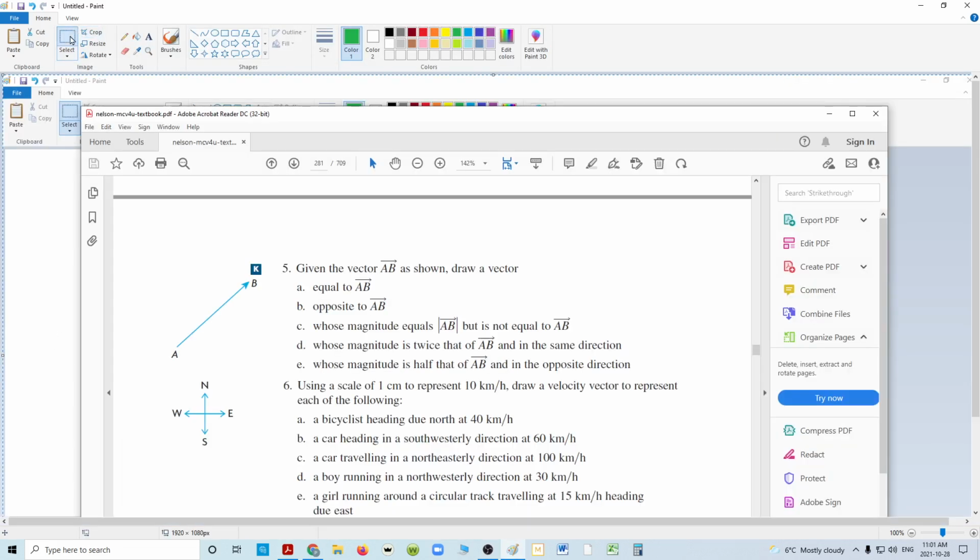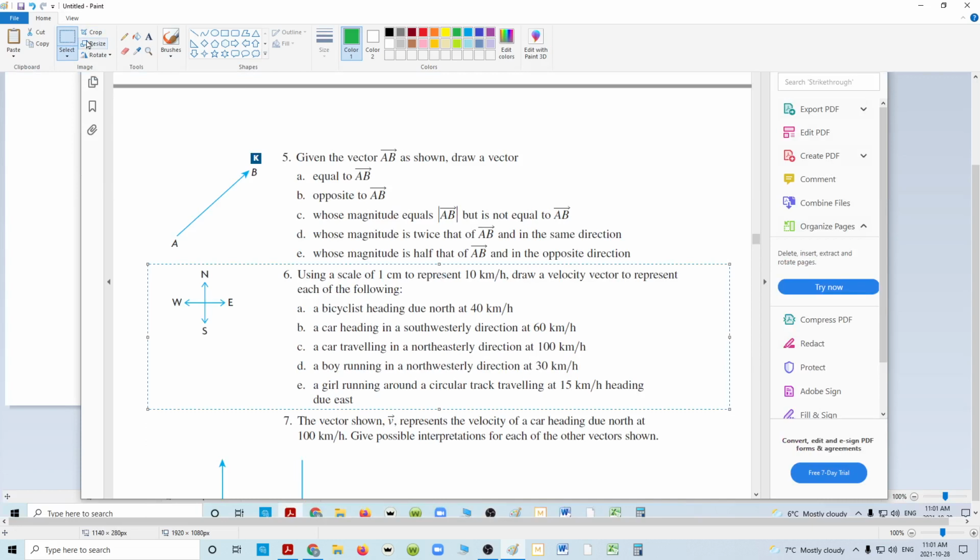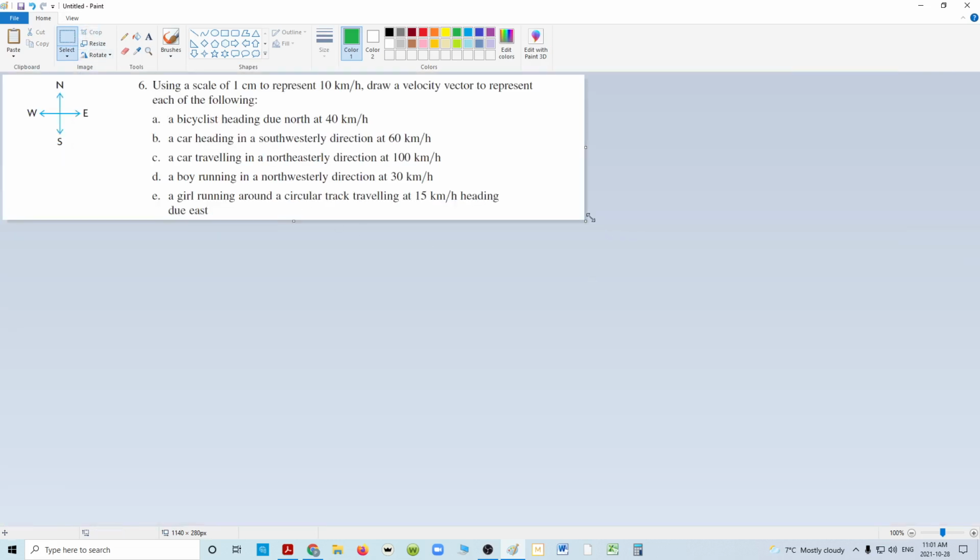So they're just getting you comfortable. This is a very basic physics class. You'll see it in chemistry as well.